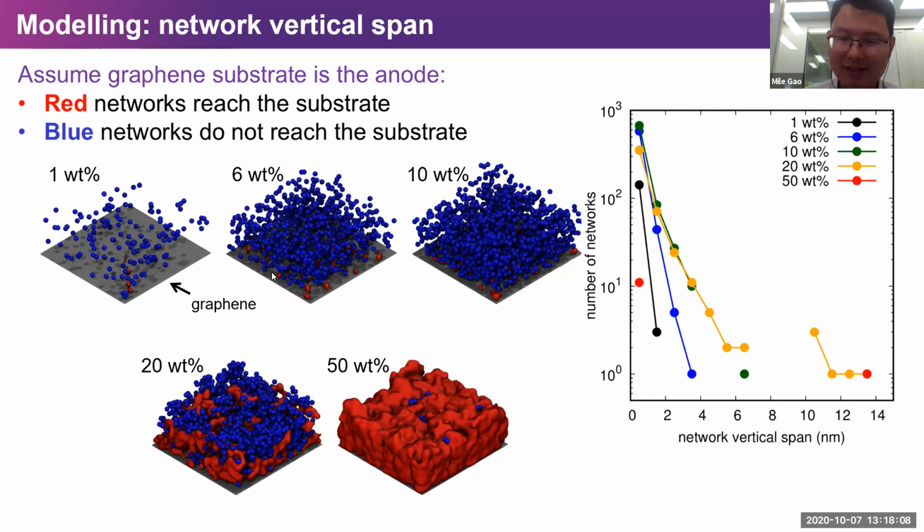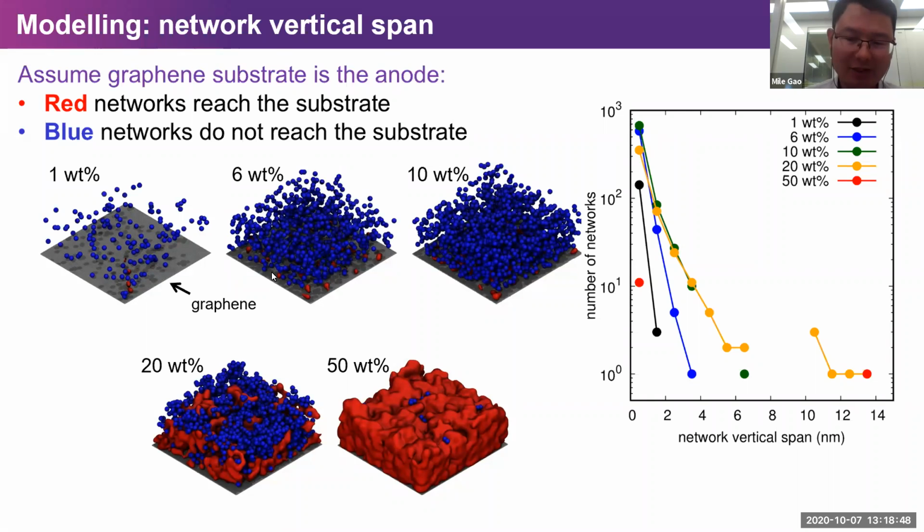At 20%, large networks are observed that span the entire layer from substrate to surface. And at 50%, almost all the molecules belong to a single interconnected network. That is, almost all of them are connected from the bottom to the surface. So the whole transport would be expected to occur primarily through the networks of RP molecules in the films containing 20% and 50% of RP.